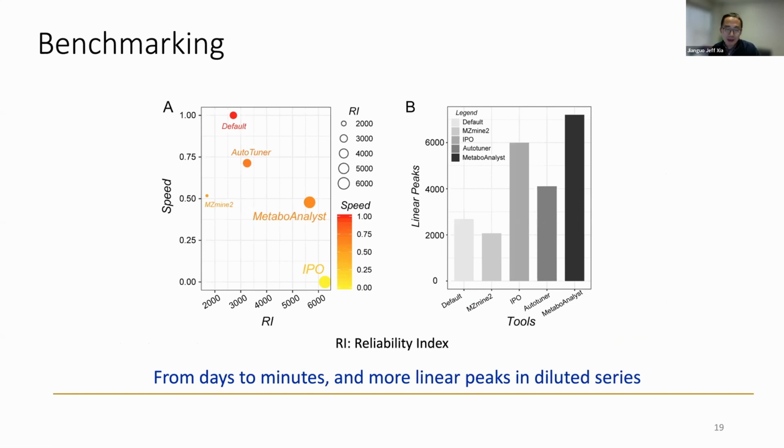We continued benchmarking until now. We published early last year, basically 12 or 18 months ago, and we benchmarked against IPO. IPO is clearly the best one, but it runs for 2 weeks, and ours runs for 20 minutes or half an hour. So we are second best, but we are talking about going from days to minutes. In terms of linear peaks, we used a dilution series, and compared with MetaboAnalyst, we have more linear peaks, measured by the reliability index. So overall, we think it's doing a good job, with faster runs and more linear peaks.